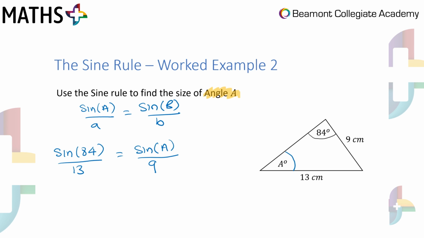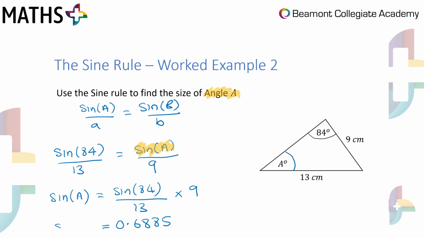Now I'm trying to work out what A is. So I'm going to find sine of A by dividing sine of 84 by 13 and then multiplying that by 9. So what I'm doing here is I'm multiplying both sides of my equation by 9. So again, put that into your calculator. Now that gives me 0.6885, and the reason for that is because at this point we've worked out sine of A.